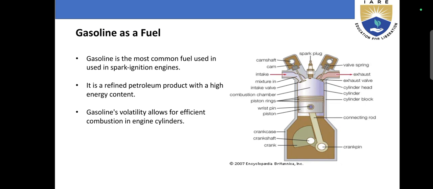Here is the diagram of a gasoline engine: spark plug, valve spring, exhaust valve, cylinder head, cylinder block, connecting rod, crank pin, crankshaft, crank, piston, wrist pin, piston rings, combustion chamber, intake valve, air-fuel mixture intake, cam, and spark plug.